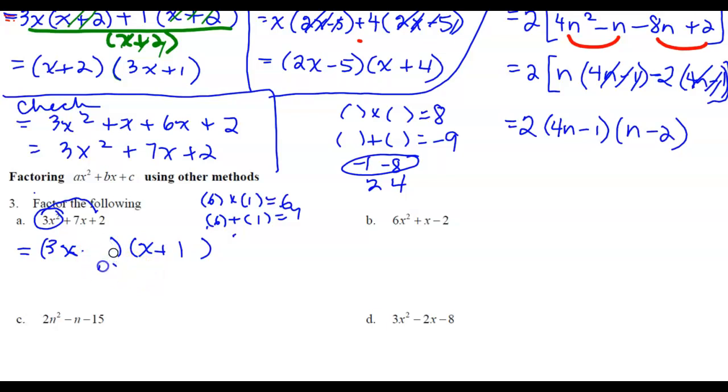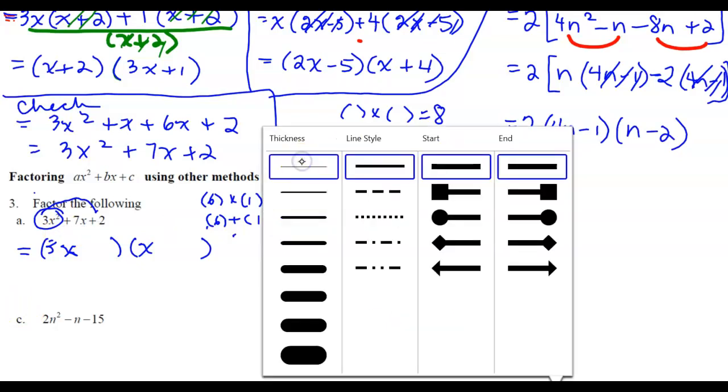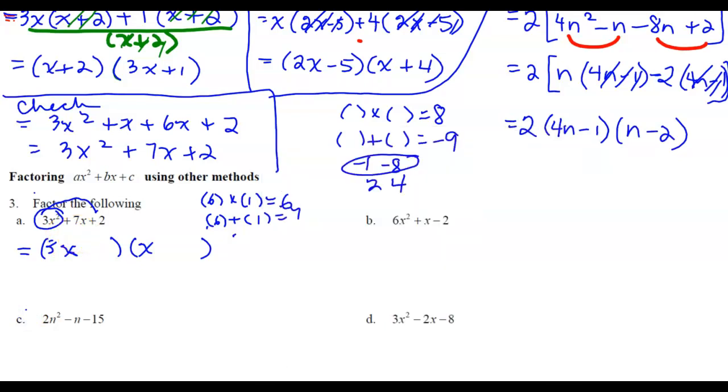Okay, so I'm doing that on the side, just like if I was going to do decomposition, but I've set up my brackets already. So now I know that my outside terms, my outside and my inside have to add to 6x and 1x.